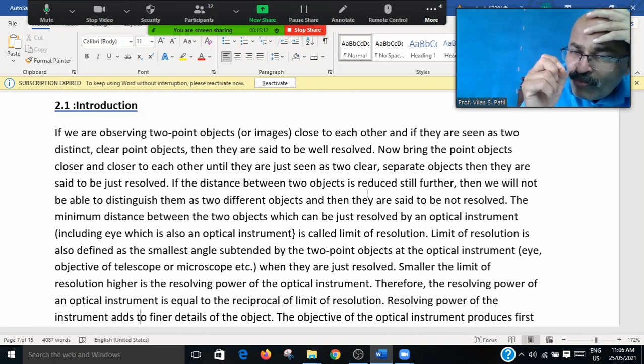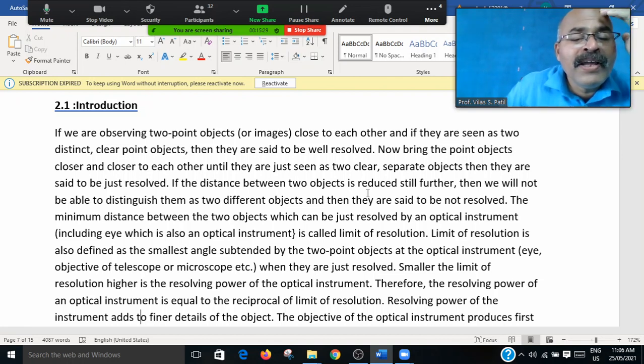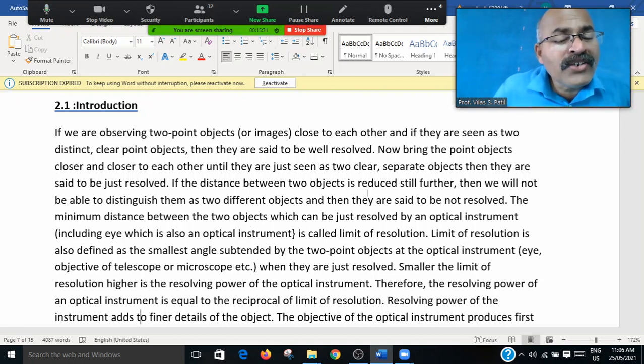ते दोन पॉइंट अशा सिच्युएशन मध्ये आहेत की आता त्याच्यापेक्षा जर मी क्लोजर नेले, एकमेकाच्या जवळ नेले तर ते एकमेकांमध्ये मिक्सच होतील, and that point will be known as the just resolved point. They will be said to be just resolved.